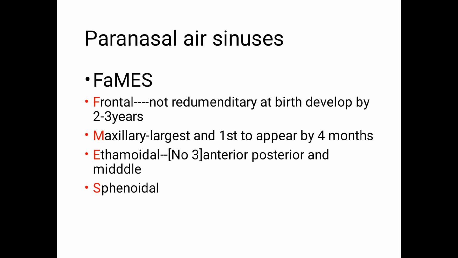The maxillary air sinuses are the largest air sinuses, and they appear 4 months in utero. So they appear 4 months before birth. When the child is still in the womb, by 4 months, the maxillary air sinuses start developing.